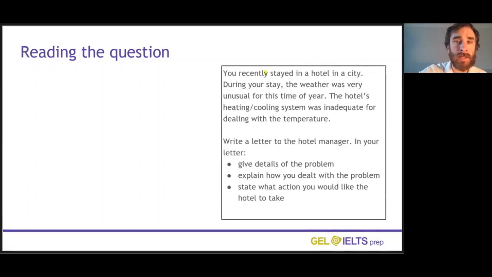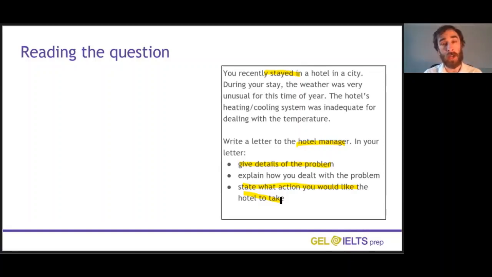So I can see stayed up here in the past, so it's giving me a context of something that happened in the past. I'm writing a letter to a hotel manager. I'm going to give details of the problem and state what action I would like the hotel to take. So that first bullet point, give details of the problem, shows that I'm going to describe a problem in the past. And then the third bullet point is, I want the hotel to do something about this. So this is clearly a letter of complaint. You will always see something like explain the problem and then explain what you want the person to do about it in a letter of complaint question.